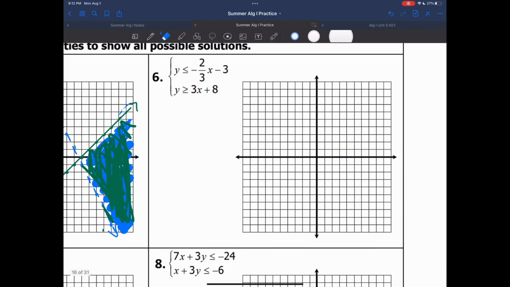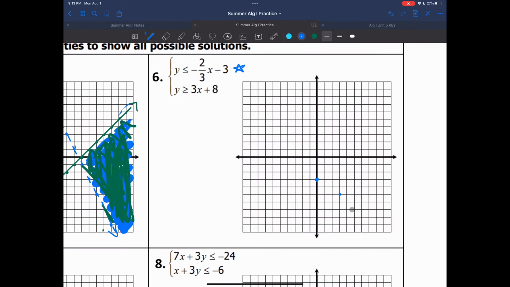Okay, let's try another one. All right, let's do this top one first. They're both in slope-intercept form, which is great. So let's dive in here. So let's graph our -3 y-intercept. 1, 2, 3. And then my slope of -2/3. So that means I go down 2 and right 1, 2, 3. And then I can keep repeating that.